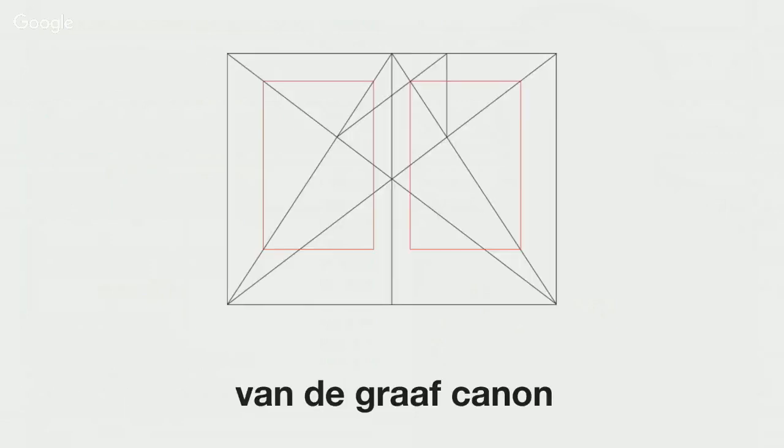So we start with this. This was a tool used since ancient times. It's called the Van de Graaff canon. I think it was also called the Villard diagram is another name for it that I saw around the web.